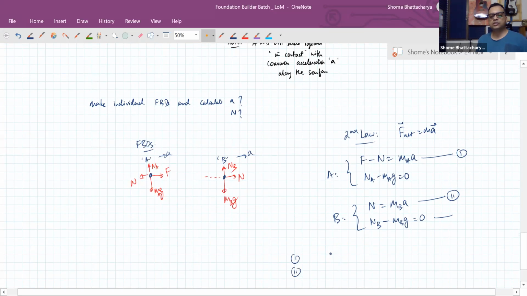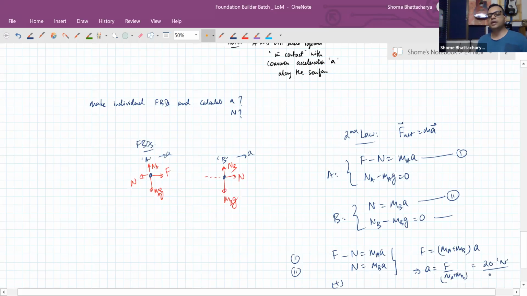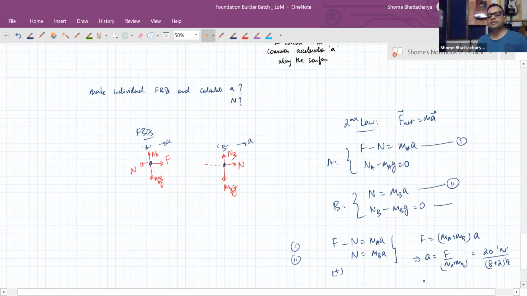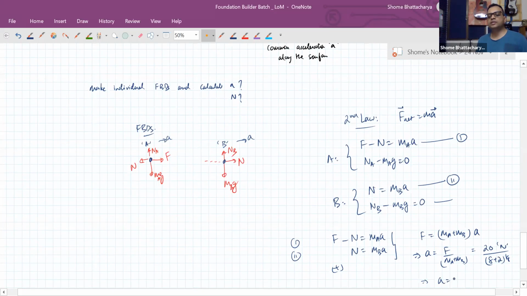F was how much? Or let's write them first, then we. So just add these two equations, you will get F is equal to. So the acceleration will come out to be. Now you can see the force was 20 newtons and the combined mass was 8 plus 2, 10 kg. So the common acceleration comes out to be 20 by 10 or 2 meters per second square.